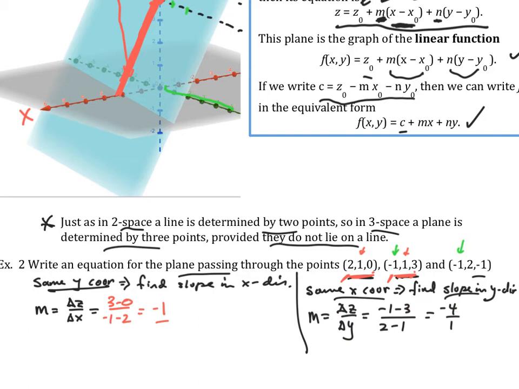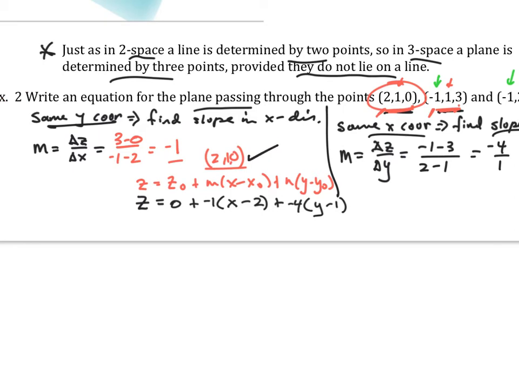Now I just go ahead and write my formula. By picking one of the points, it doesn't matter which point you use. How about if I use this one right here? So I pick the point 2, 1, 0. And then I do have my slopes. So z is equal to z naught plus m times x minus x naught plus n times y minus y naught. And I put this together. So using one point that I did pick, and then using the slope -1 and then the slope of -4, I can write my equation of this plane.